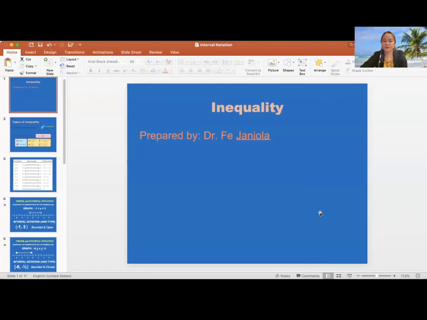Hello everyone! So we are now, as I promised to you, I'm going to discuss inequality, the types of inequality, since you are going to use this in finding the domain and range of the given function. So let me share my screen for this.